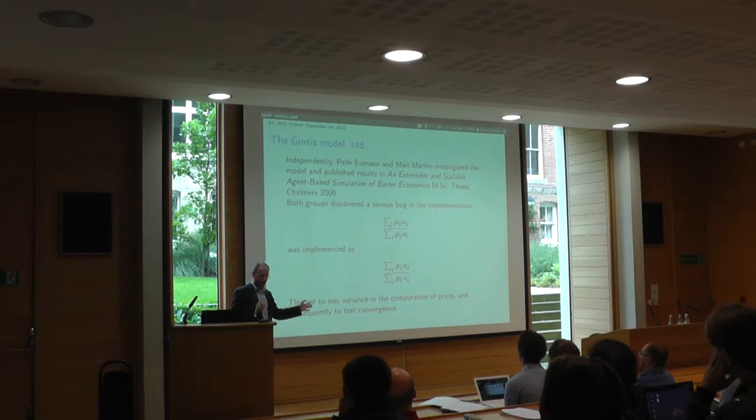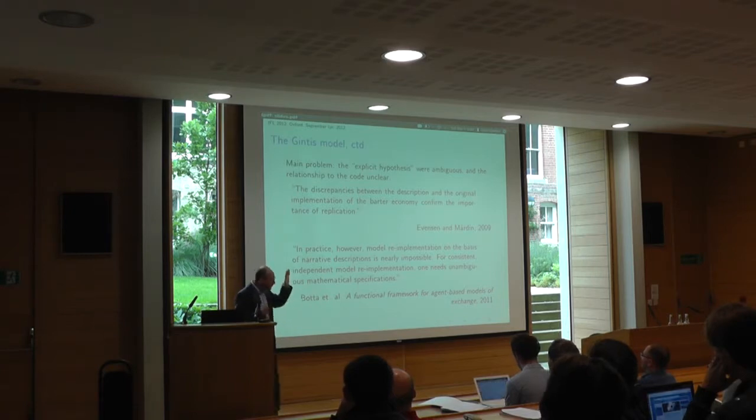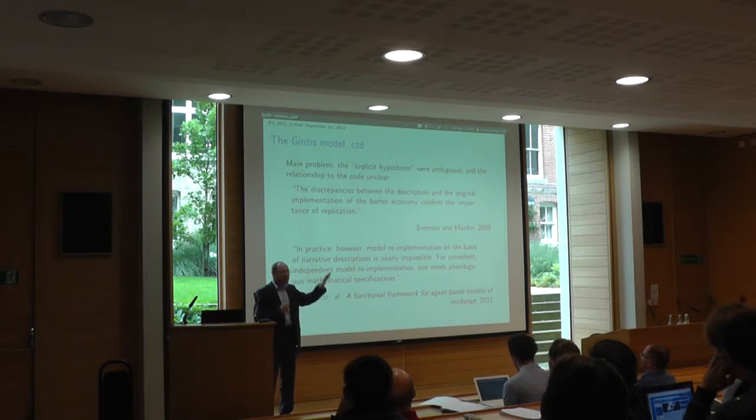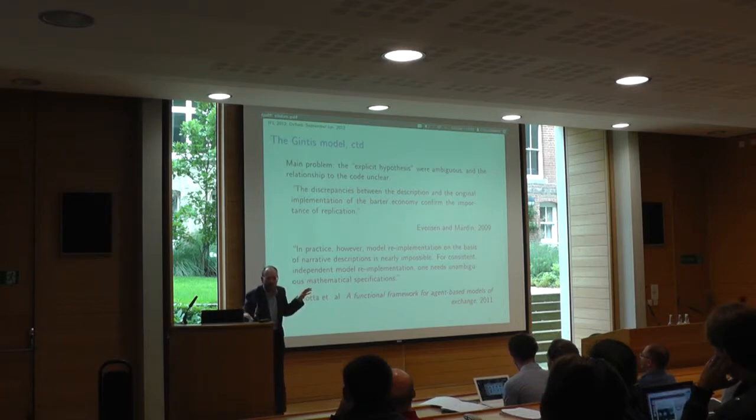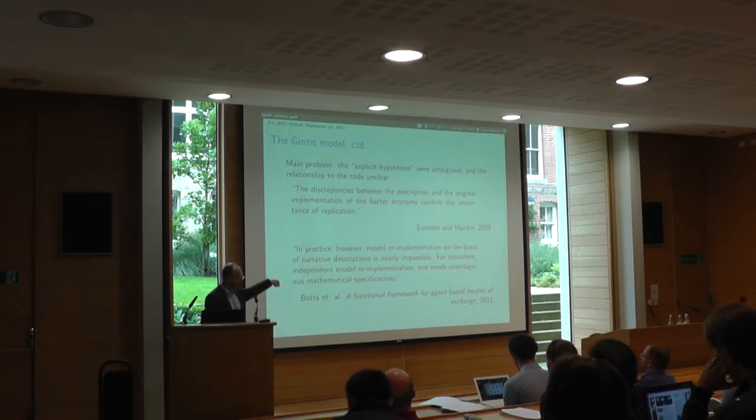We asked Gintis for the source code, and we found independently this rather clear bug, right? So a proportional was implemented by a constant. So of course things converge faster when there's no variation. That wasn't the biggest problem, right? After fixing this, we still didn't get the behavior we were seeing. And it turns out that the main problem was that the clear description that was given in the paper was ambiguous. It did not match the, let's say, rigorously specified rules for generating the data implemented in the program, right? So there was this big discrepancy, and therefore we couldn't replicate the results. These are quotes from published work.